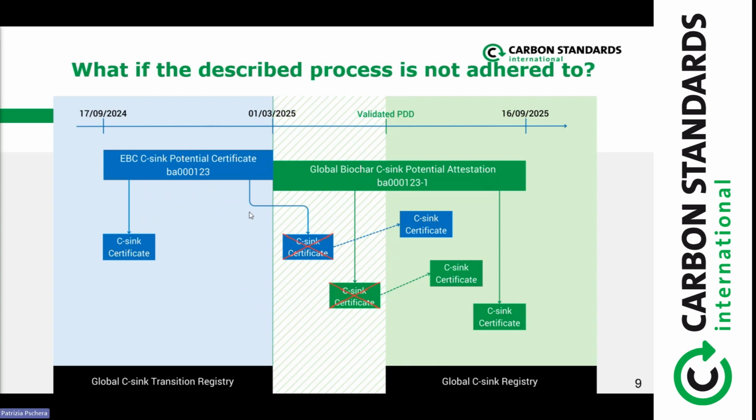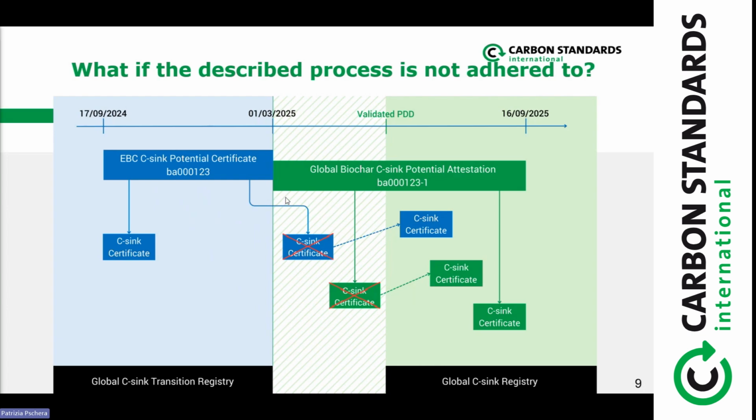If you can't adhere to this process, the result will be that in the Global C Sink Transition Registry, where you can also have EBC C Sinks without PDD, you can issue certificates until the 1st of March. After the 1st of March, the transition registry will be closed and we will only have the Global C Sink registry open, where it's a requirement that you fulfill the public documentation.